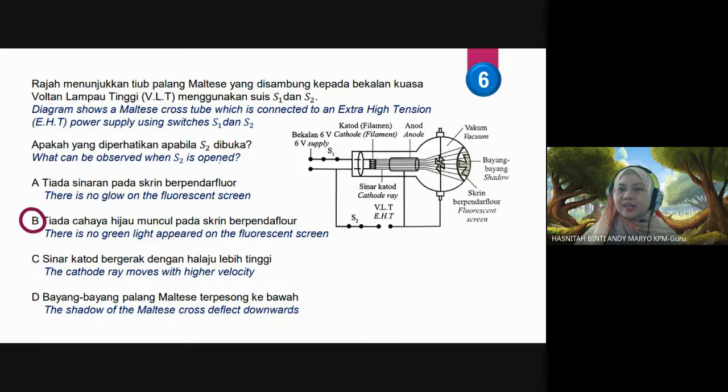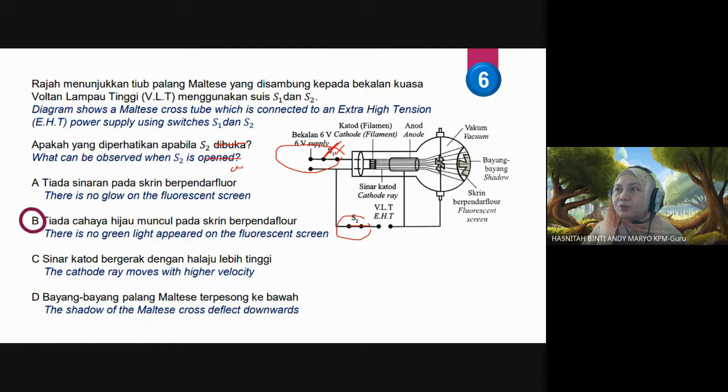I think for this question, only S2 is open. S2 is closed. This should be closed, which means this one is closed. So this is open, so S2 is closed. So there's no green light appearing on the fluorescent screen. Actually this question is wrong. Actually S2 is closed. This one only closed, so S1 is open, right?